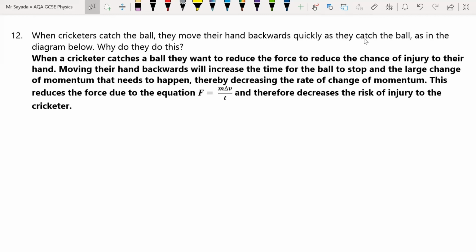And that leads to safety features on cars like airbags, seatbelts, and crumple zones, which all work by increasing the time for the change of momentum to happen, therefore decreasing the rate of change of momentum, therefore decreasing the force, thereby reducing the risk of injury.